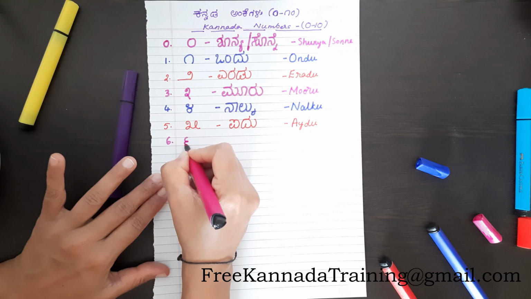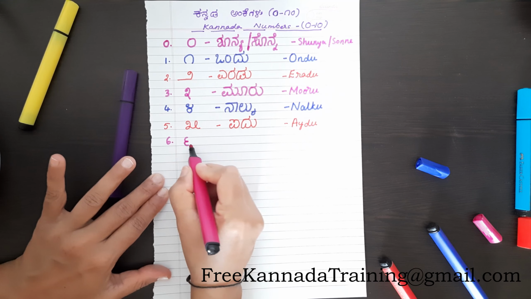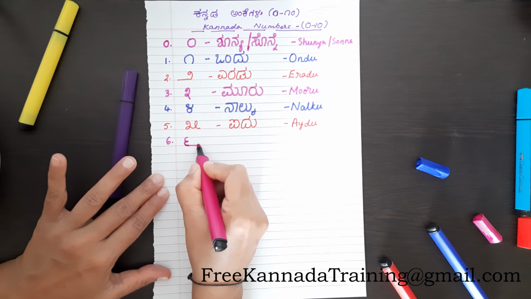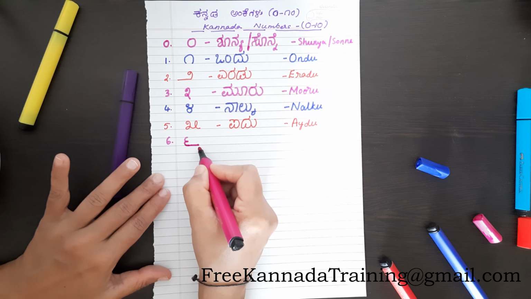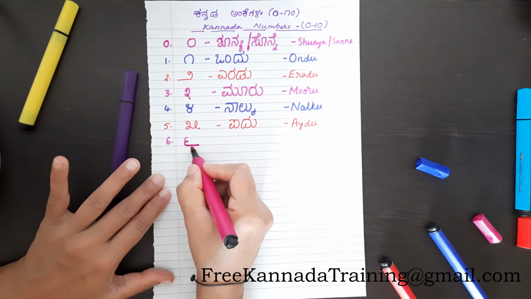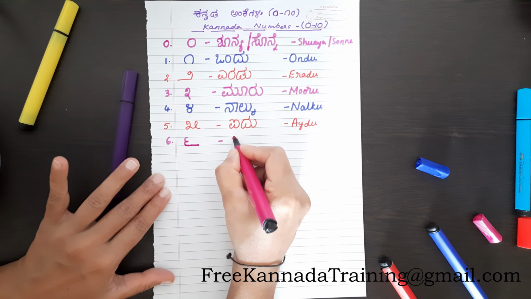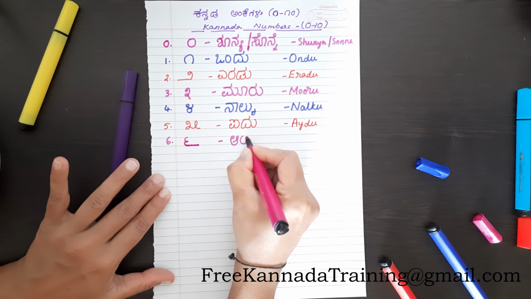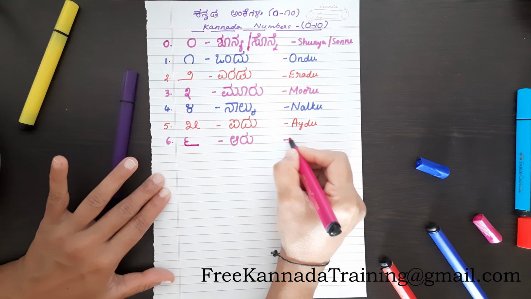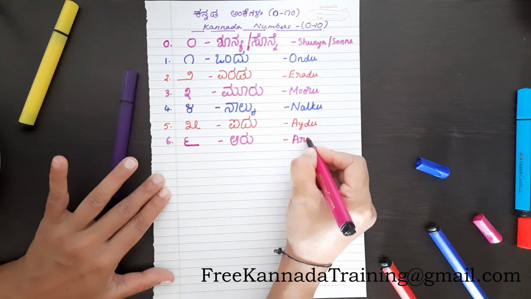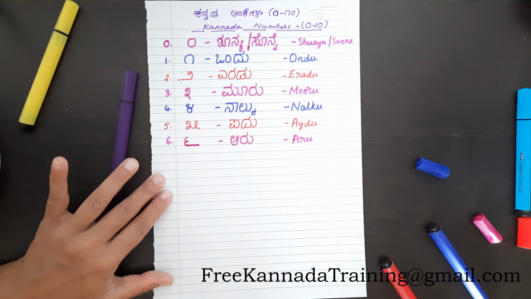Aaru or 6. Write like ulta 3 and this is a longer line. This line is longer one. This is Aaru.